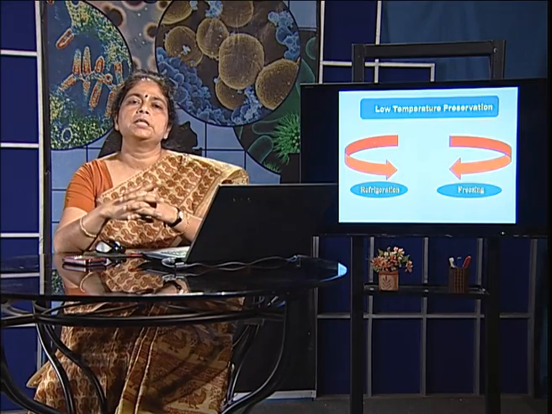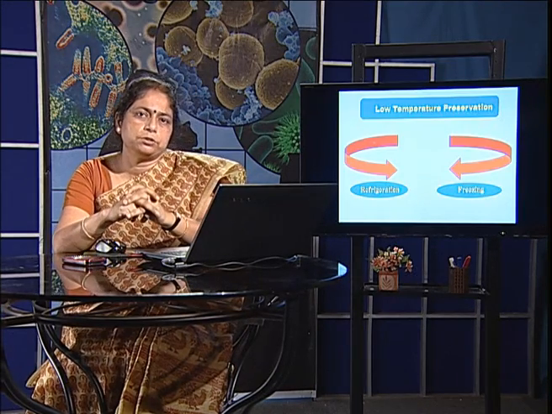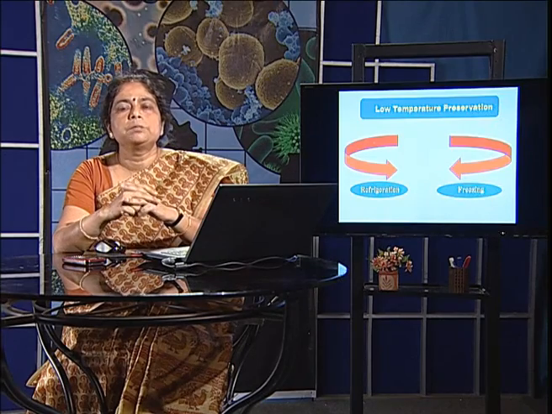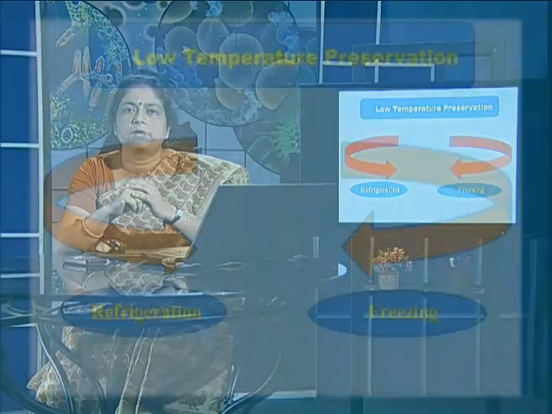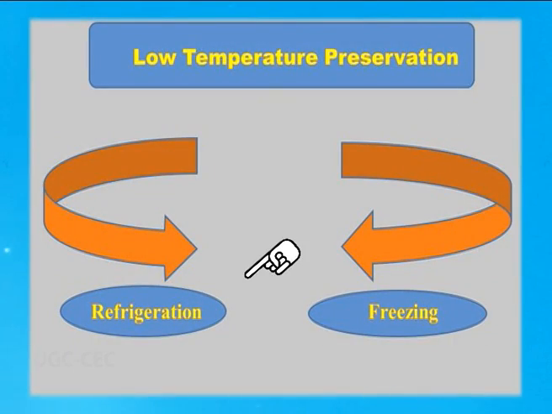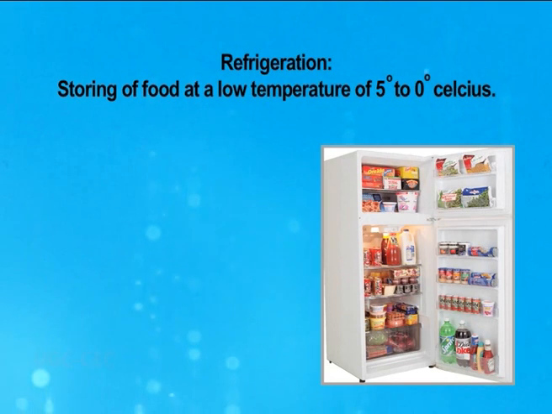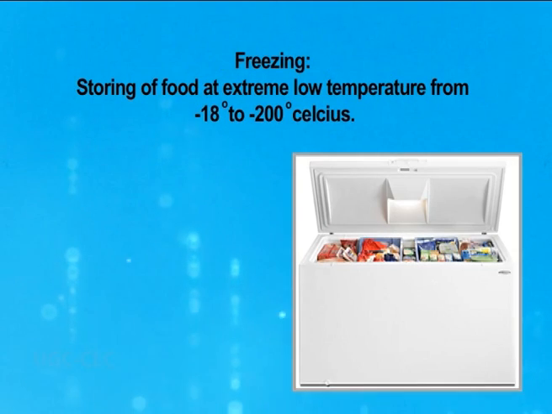After high temperature treatment, let us now learn about the low temperature treatment. Now, low temperature preservation takes into account two important terminologies that are known to all of us: one is refrigeration and the second one is freezing. Refrigeration means when you store the food at a low temperature, which is about 5 to 0 degrees Celsius. That is refrigeration commonly practiced in our house. But freezing is a method where we store the food item at extremely low temperature, that is from minus 18 degrees Celsius to minus 200 degrees Celsius.